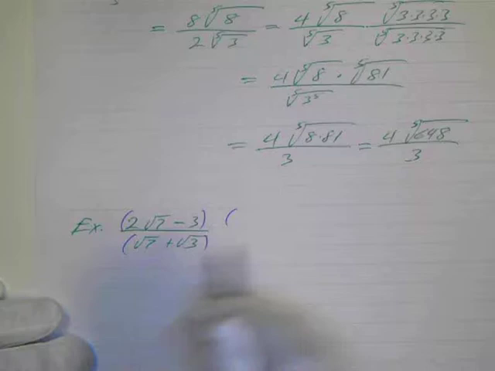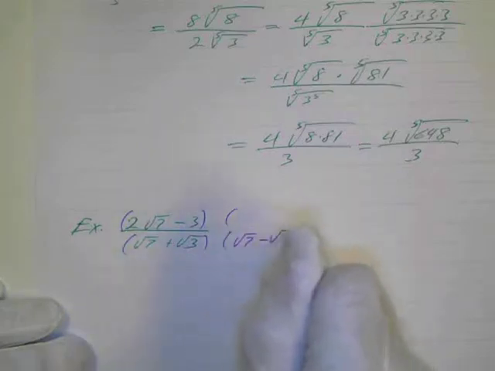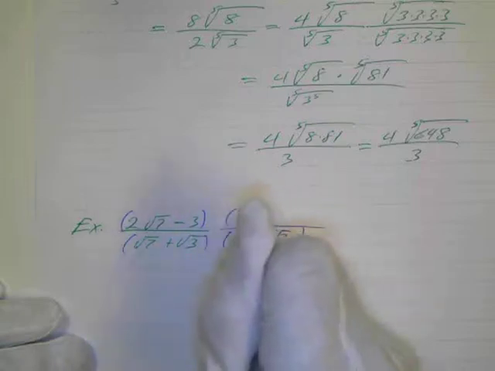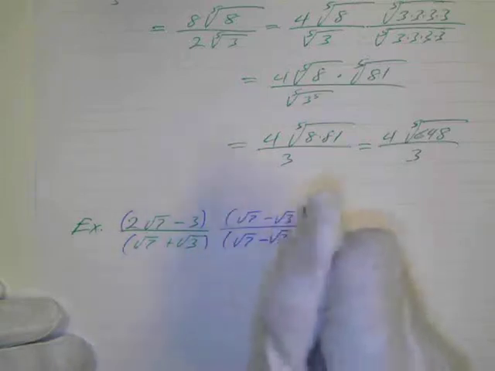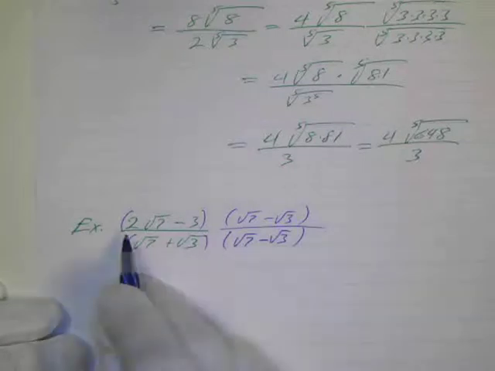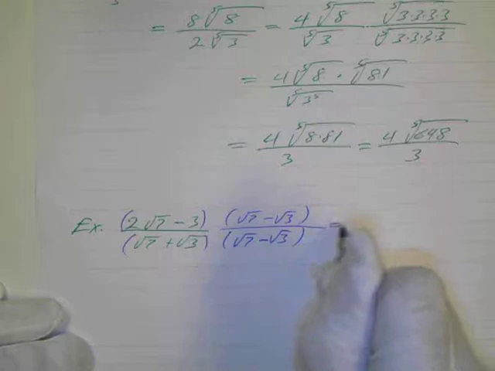So it's going to be the conjugate of the denominator here. So it's going to be the square root of 7 minus the square root of 3. Exactly the same thing, except the sign in the middle is the opposite, and those are conjugates. Now up on the top, we've got some foiling to do, so let's do that.